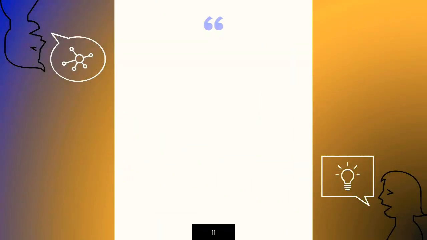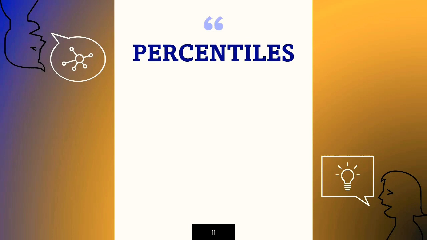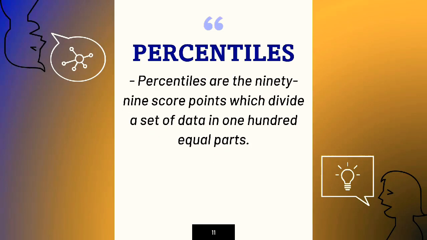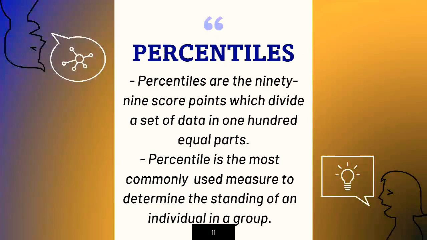The last measure of position is what we call the percentiles. Percentiles are the 99 score points which divide a set of data into 100 equal parts. Percentile is the most commonly used measure to determine the standing of an individual in a group.